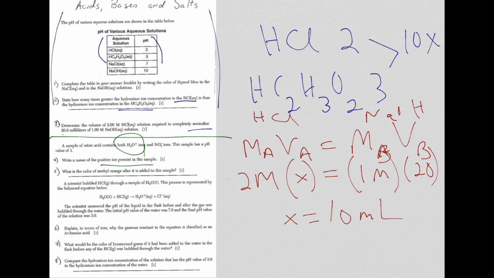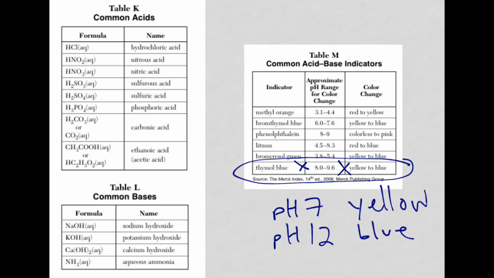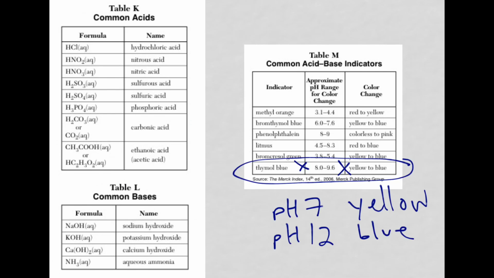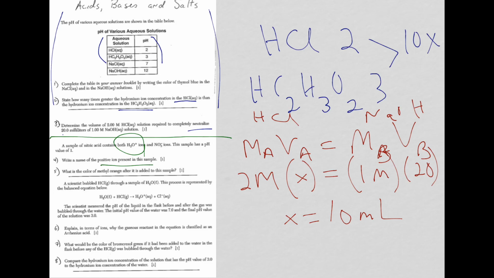We have to check out reference table E for this. You don't want to make any mistakes. Here it is. It is here, hydronium. Make sure you spell it correctly. Alright, let's move on. For question 5, it's asking the color of methyl orange after it's added to the sample.